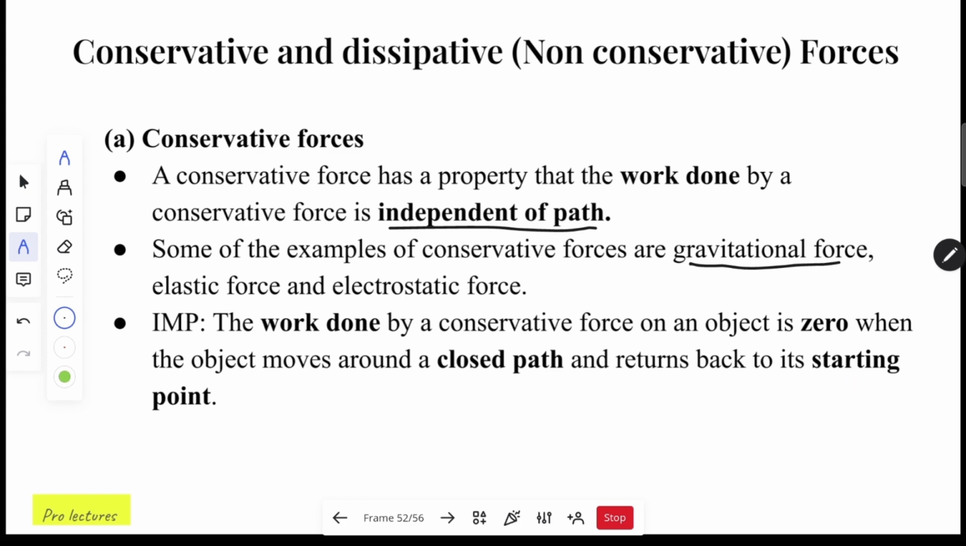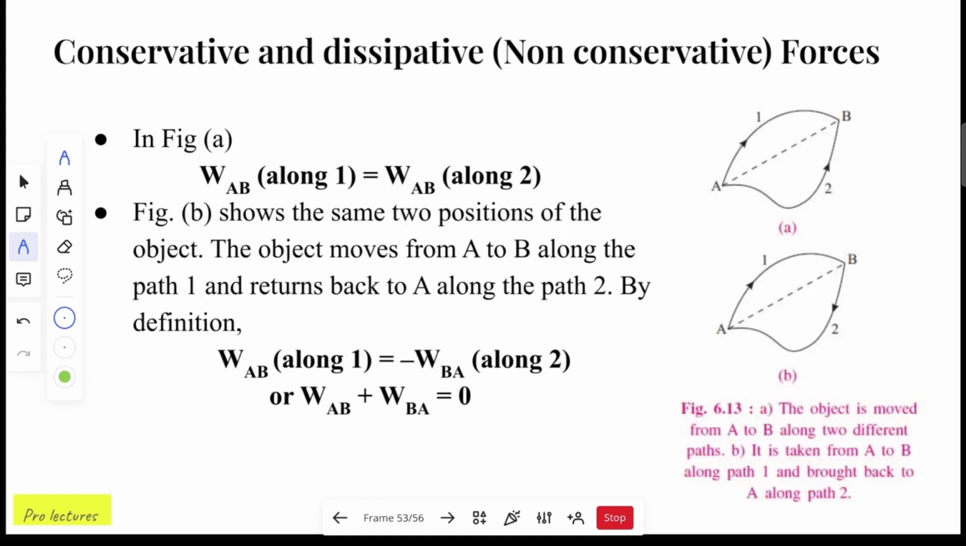Let us see with an example here. See this figure A. Initially, we say the work is done moving along path 1. Then there is another path 2, through which we can also move. So for conservative forces, the work done by AB along 1 is equal to that along 2, that is, independent of the path. Now in figure 2, it's the same two positions of the object, but one way it moves through this way and the other is returning back.